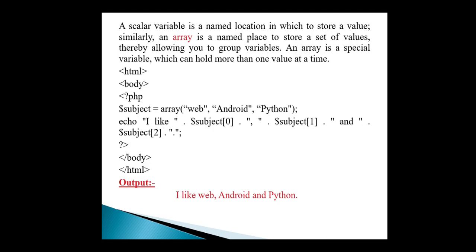Here web begins from 0, Android is 1 and Python is 2. So I am displaying this output, that is, I like web, Android and Python. When we run this program, this particular output will be present.